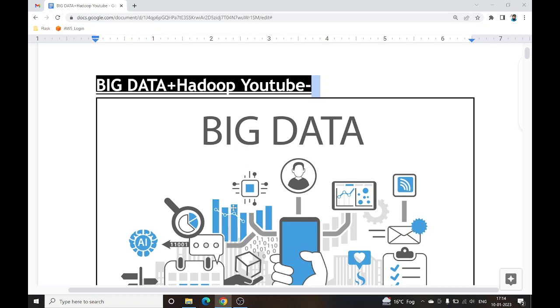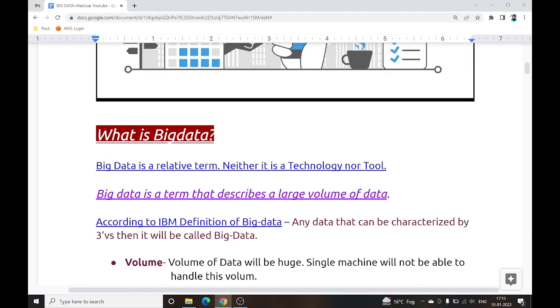From today onwards, we are going to discuss a new series that would be based on big data plus Hadoop. In this complete series, we will unwrap the concepts of big data and Hadoop. So let's get started. Before coming to big data, let me tell you what exactly data is.